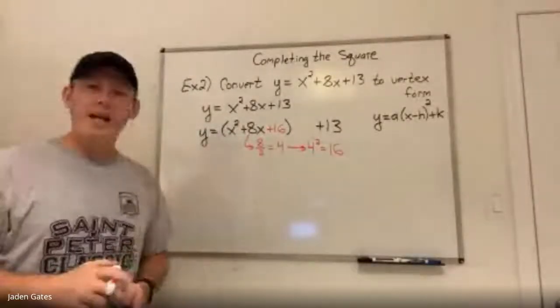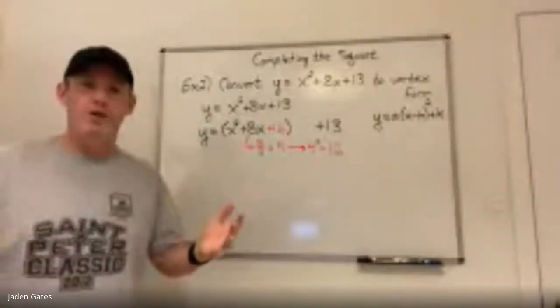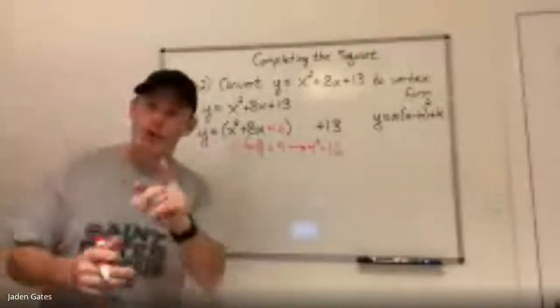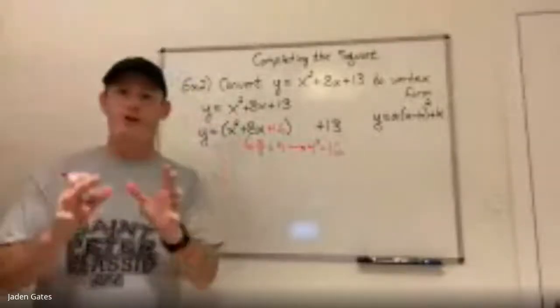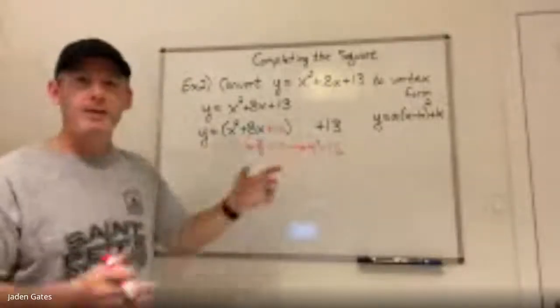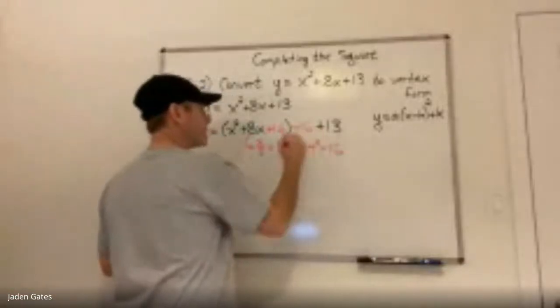Now, I can't just randomly throw a 16 into the equation, right? That changes the equation. So that I'm not changing the equation, I'm just changing the way it looks. That's all we're doing here, changing the way it looks. I put a plus 16 here. Well, outside the brackets, to balance things out, I'm going to put a minus 16.